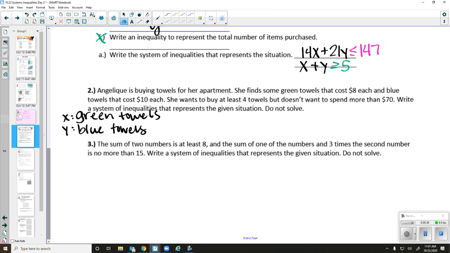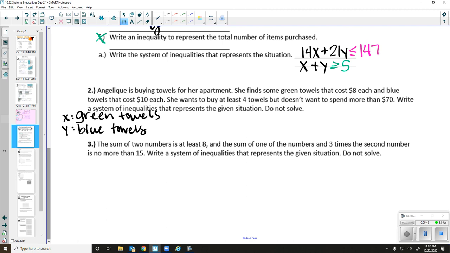If you wanted to use G and B, that's also fine, just as long as you tell me whatever you're using. Then there were 2 different totals. This was almost identical to the problem you did. Change out some words, change out some numbers, but pretty similar.